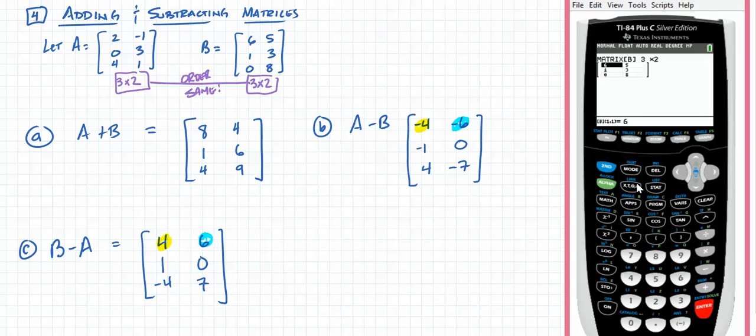Now I actually just want A plus B, so you enter second matrix 1, and notice it brings you back to the home screen, and then you just hit plus. You do exactly what you'd think you'd do. Second matrix, which one do we want now? I want 2. I want A plus B. Pushing enter, I get 8, 4, 1, 6, 4, 9. It's exactly the same thing that we got here.